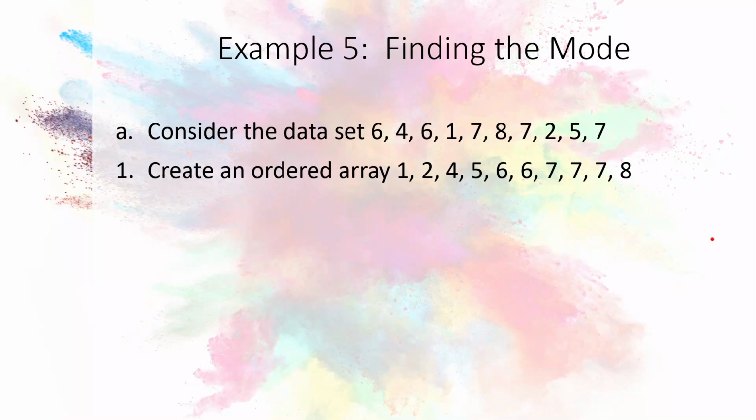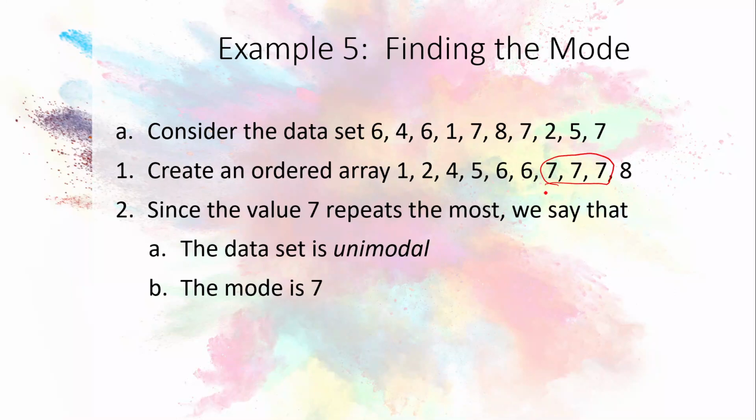Notice here, I have 2 6s, but I have 3 7s. The 7 repeats the most often. That has to be the mode. This is what we call a unimodal data set, and the mode happens to be 7.